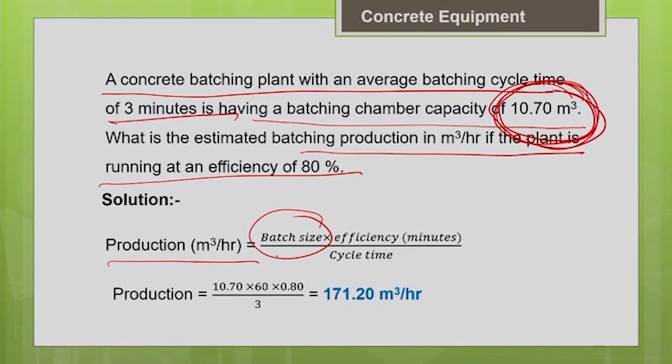So the batch size is 10.7 meter cube, into the efficiency, which is given as 80%, divided by cycle time, which is 3 minutes. So you convert it into hours, so 3 divided by 60. So this gives me the batch production as 171.2 meter cube per hour. So this is how you have to estimate your productivity of the concrete batching process.